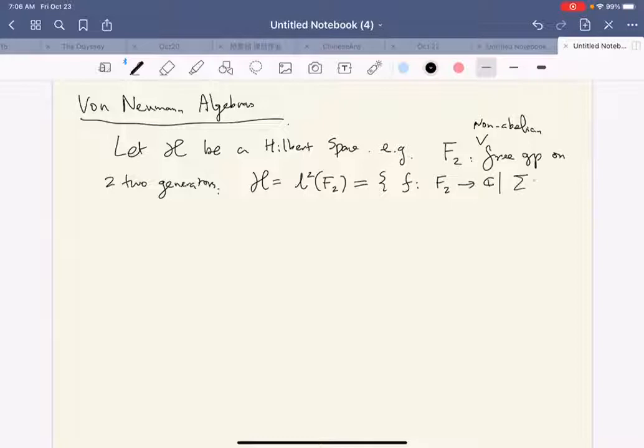This is such a large space, but if I take the L2 space, so if I take a g in F2, I require that if I sum over g the absolute value of f(g) squared, it has to be less than infinity. So I'm considering all the functions on F2 with this, what's called the L2 condition. This is what the little L2 stands for. And this is a Hilbert space.